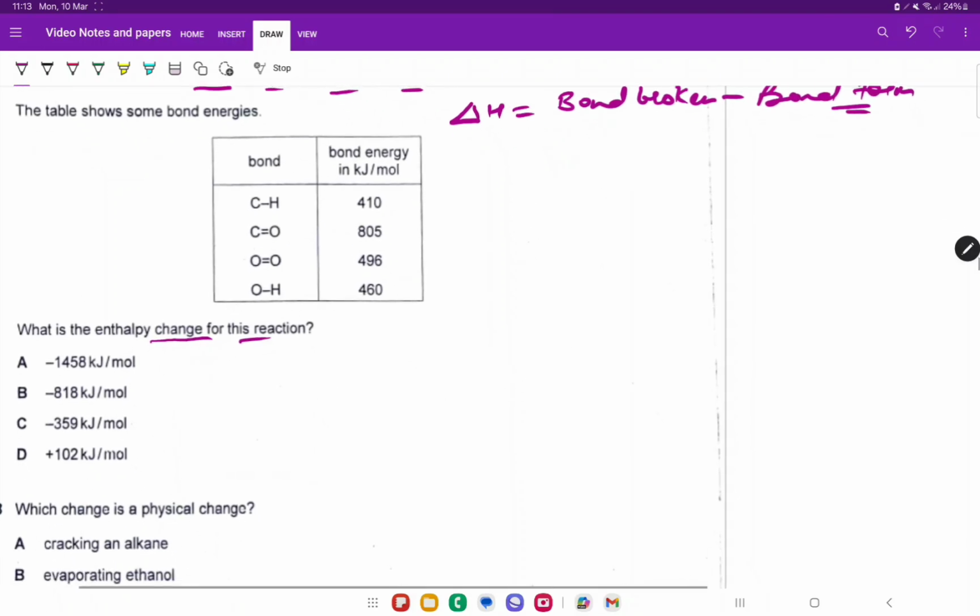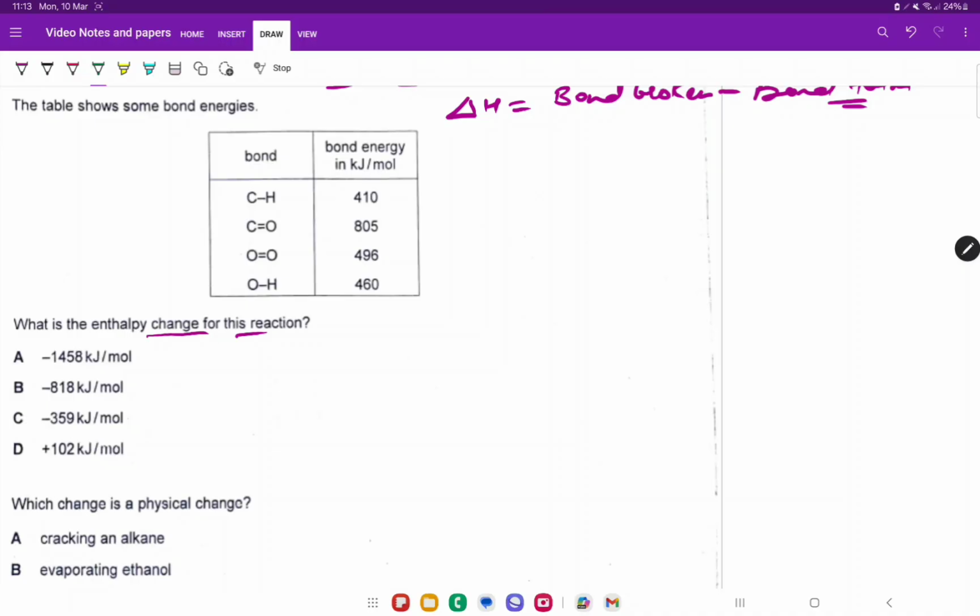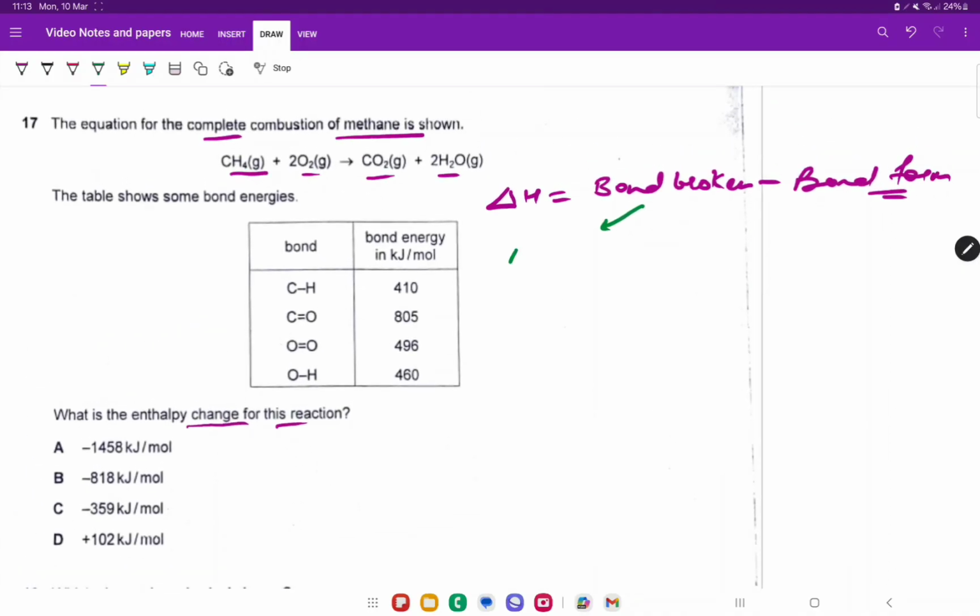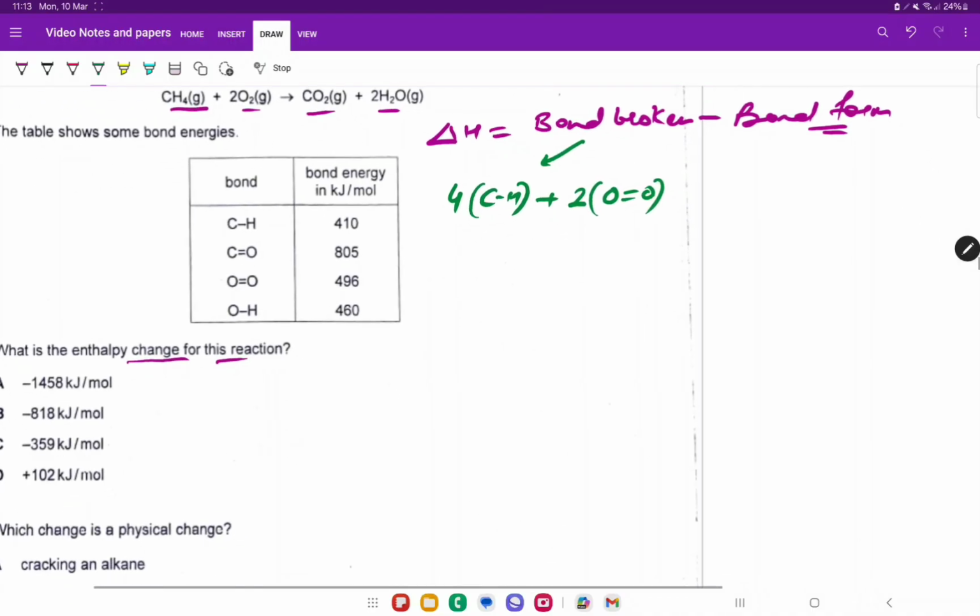If I want to find out the bond breaking energy, what is the bond breaking energy? Bonds are broken in methane: 4 C-H bonds, plus oxygen is O double bond O, 2 O double bond O bonds are broken. So this is the bond breaking, and the energy is 4 into C-H, which is 410, plus 2 into O double bond O, which is 496.